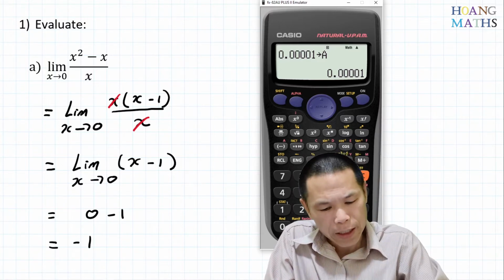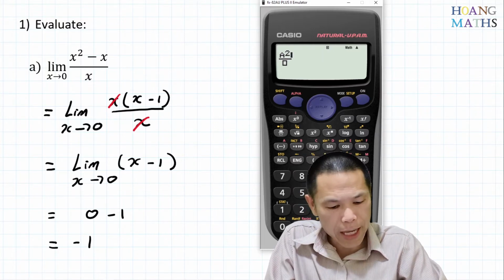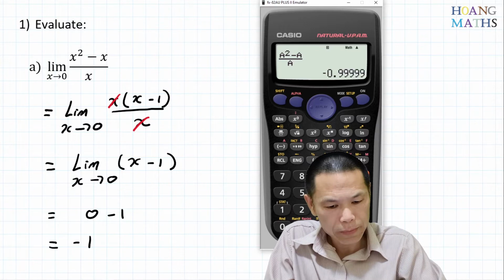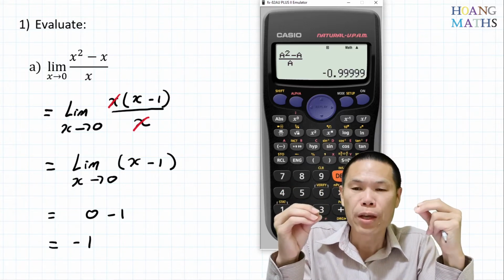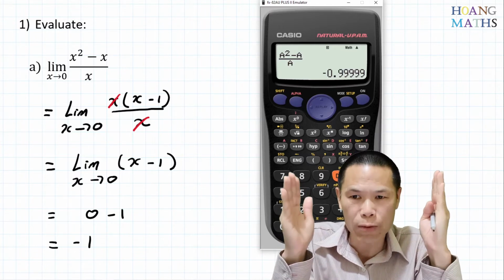Remember that. So you go fractions, alpha I square, and minus I, and then over I. So there you go. The answer is -1. If you put a different value that's very close to 0, you should get -1.